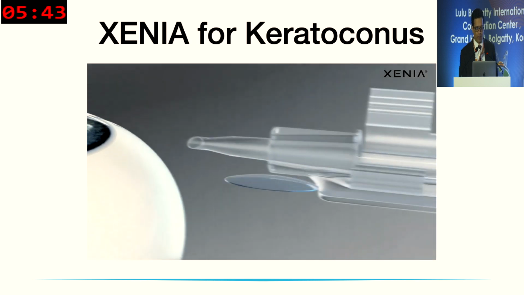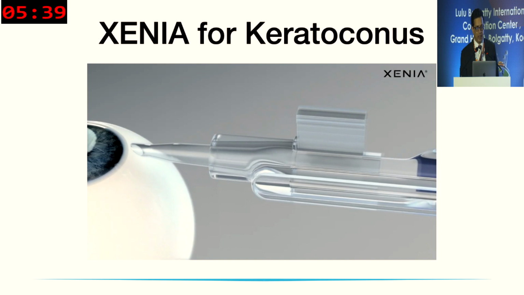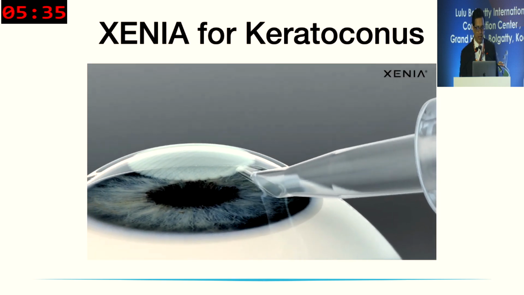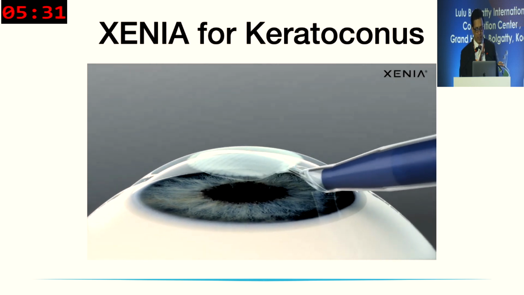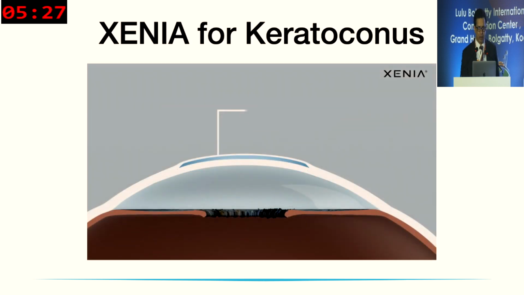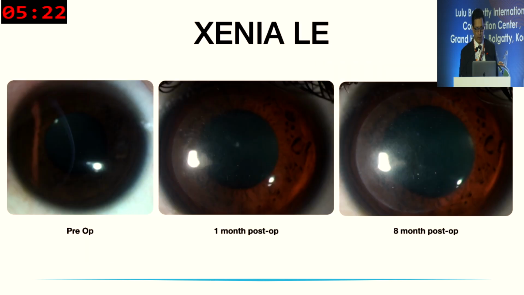And once you create the pocket, this implant was injected inside the stromal pocket and then unfolded so that it spreads itself in the pocket and covers the area where you potentially have the greatest thinning as well as the weakness. So the procedure is about a 10 to 15-minute procedure done under topical anesthesia and is also quite simple. So this is the patient we're talking about.